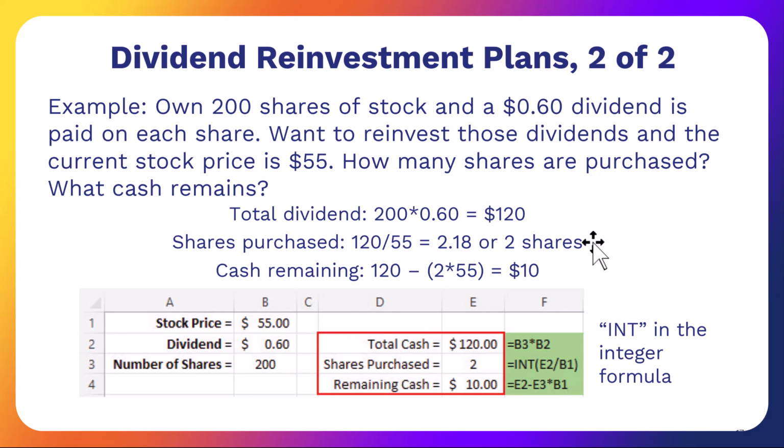Now, this has changed recently, so that you can actually purchase fractional shares. This actually is a very new innovation in the stock market. So you may actually be able to get the 2.18 shares. So what cash is remaining? Well, in this case, since the 0.18 shares has value, $120 minus the $110, you would actually receive $10 in cash.